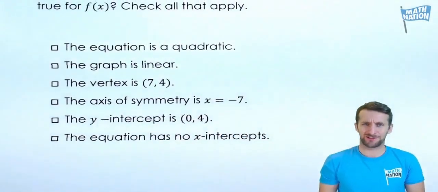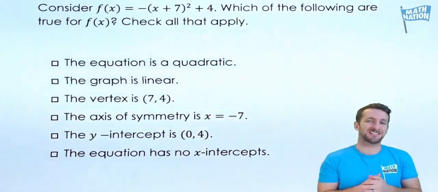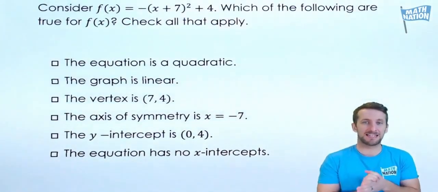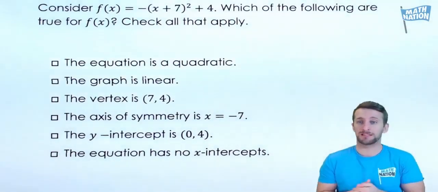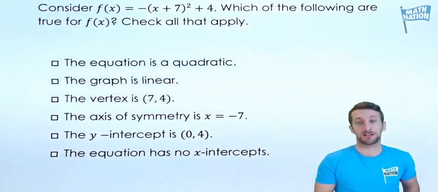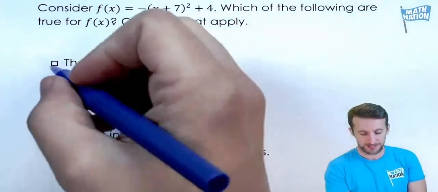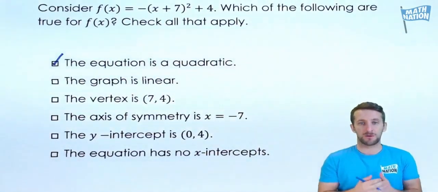And I kind of gave you a little hint there on the answer to part of this question. So let's consider we had f of x equals negative (x plus 7) squared plus 4. Which of the following are true of f of x? Check all that apply. Well, I gave you the first answer, which is that this equation is a quadratic equation.